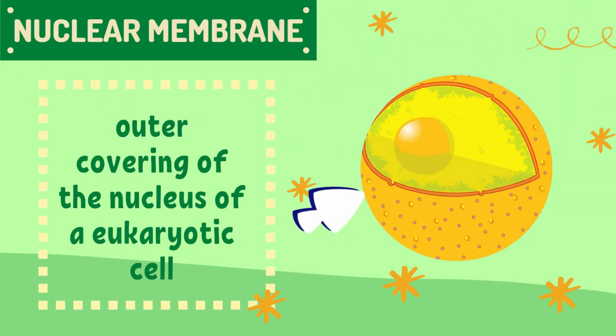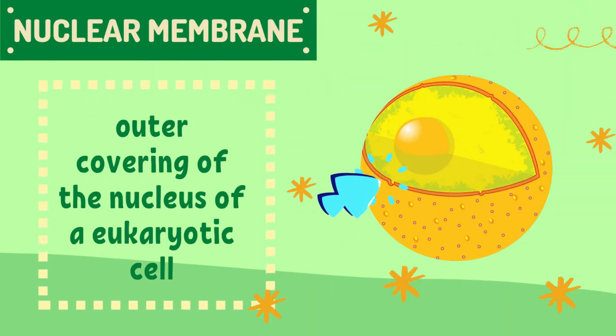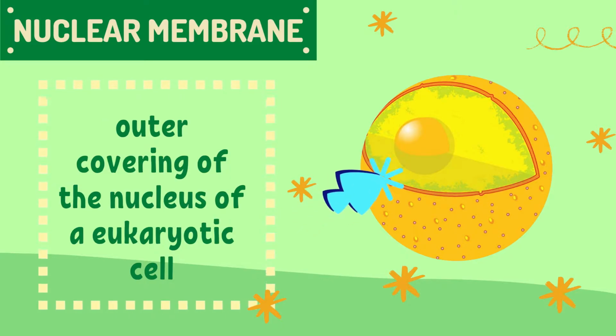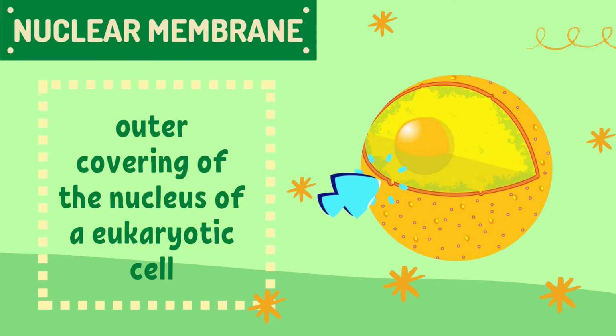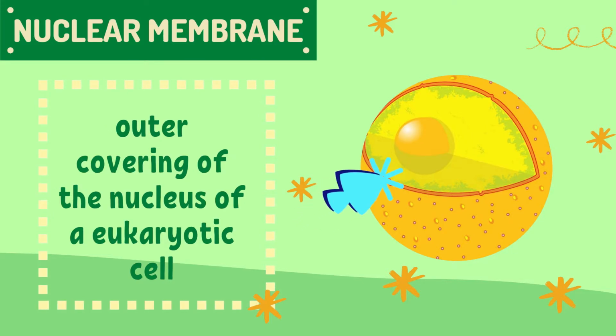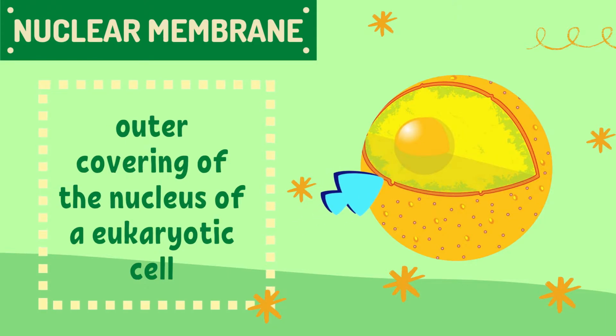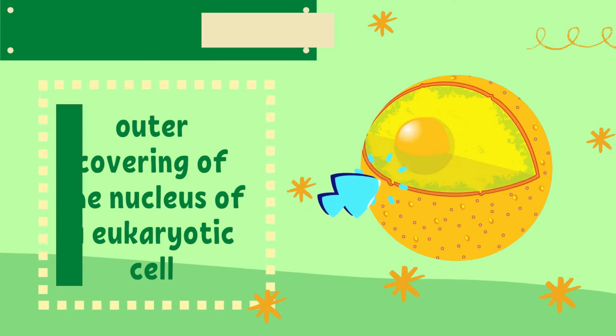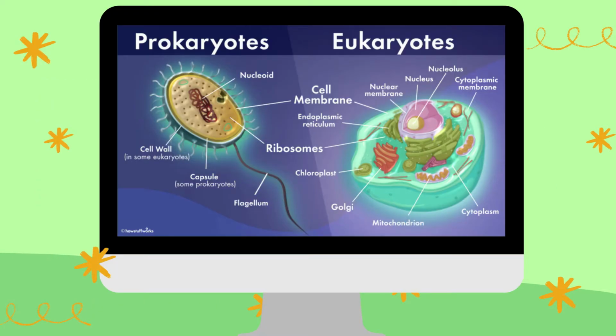Next is the nuclear membrane, also known as the nuclear envelope. It is the outer covering of the nucleus of the eukaryotic cell. It separates the contents of the nucleus from the rest of the cell and keeps the DNA safe from chemical reactions that take place outside the nucleus. A eukaryotic cell, or simply a eukaryote, is a type of cell that contains a true nucleus or membrane-bound nucleus.